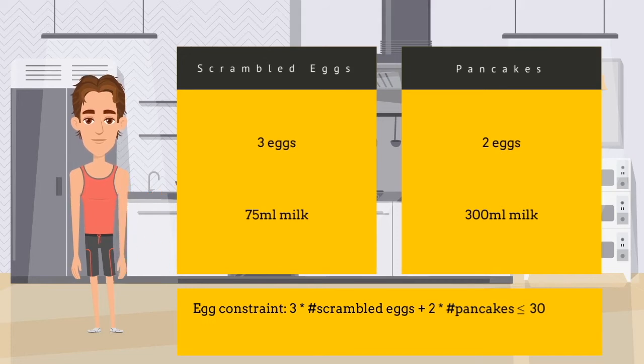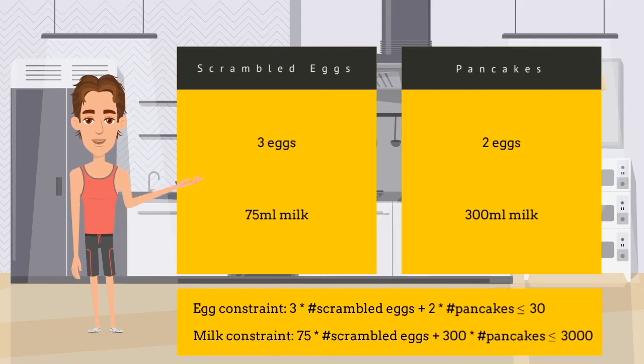The first constraint for eggs: 3 times the number of portions of scrambled eggs plus 2 times the number of portions of pancakes is less than or equal to 30 eggs. And the second constraint for milk: 75 milliliters of milk times the number of portions of scrambled eggs plus 300 milliliters of milk times the number of portions of pancakes is less than or equal to 3000 milliliters of milk.